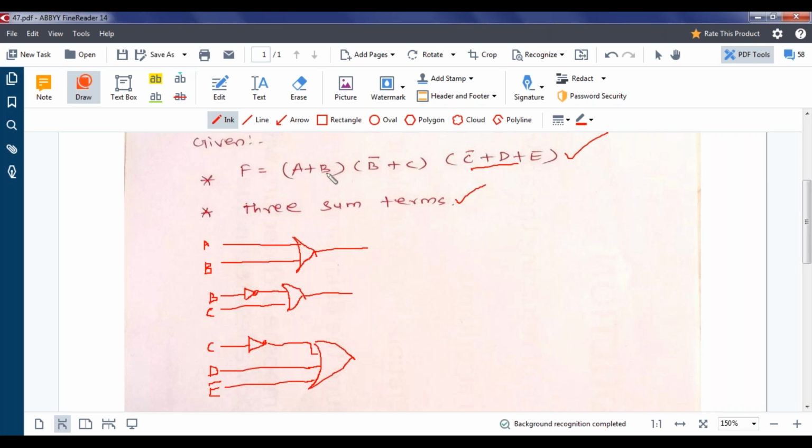ப்ராடக்ட்ல இருக்கு. ஓகேவா? So a plus b and b plus c and c bar plus d plus e. ஓகேவா? அப்ப என்ன பண்ணனும்? We want to give all the terms to AND gate, because எல்லாமே வந்து இது ப்ராடக்ட்ல இருக்கறனால we want to give all the terms to AND gate. So this is what your final answer. Now we have implemented the given Boolean expression with logic gates.